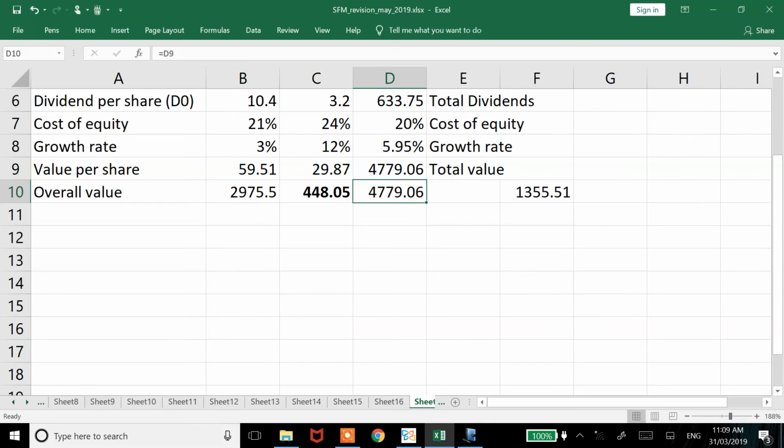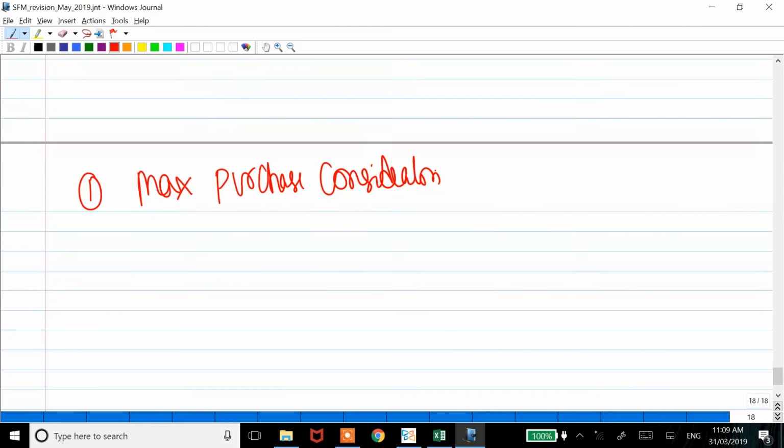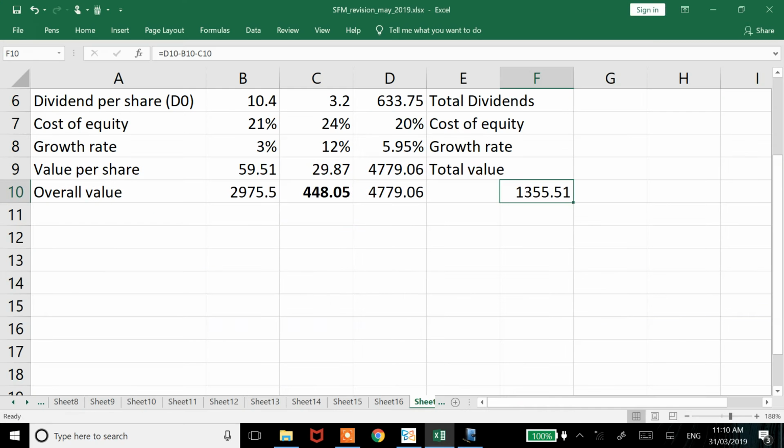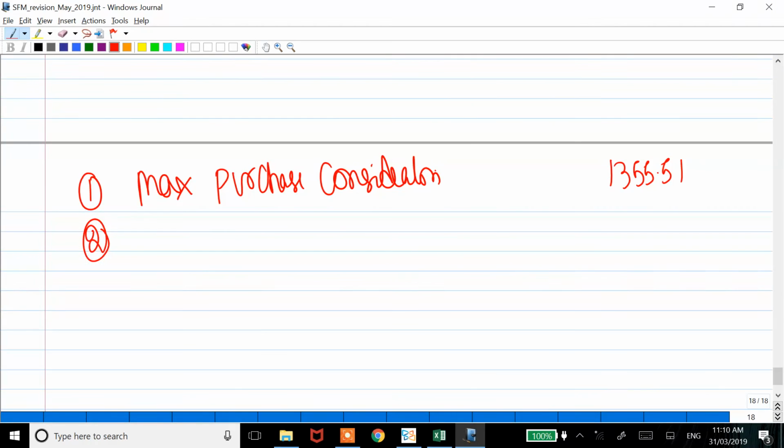4779 minus 2975. Value is 1355.51. What happened? Sorry. I've made a calculation mistake here. The value is 1803.56. Overall value.